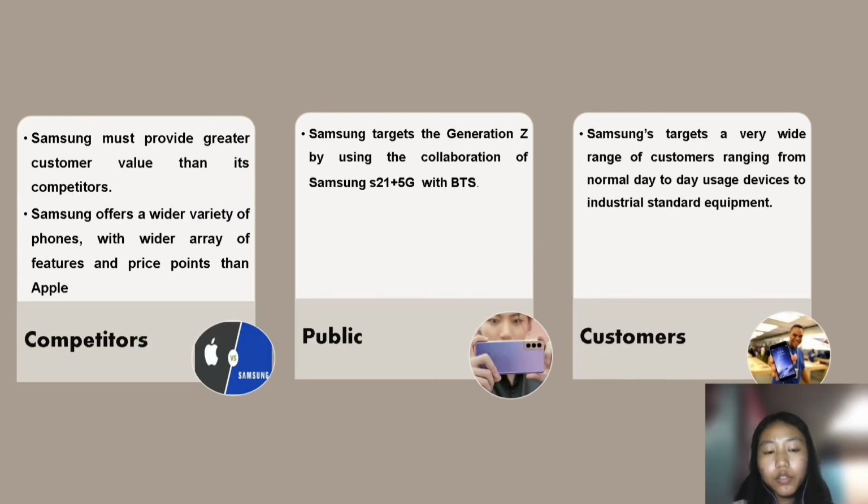In the competitors part, Samsung must provide greater customer value than its competitors, such as offering a wide variety of phones with a wider array of features and price points than Apple. In the public section, Samsung targets Generation Z by using the collaboration of Samsung S21 Plus 5G with BTS, because this generation is currently attracted to K-pop culture, therefore they may generate high profit and sales for the company. In the customer section, Samsung targets a very wide range of consumers from teenagers to early adults.